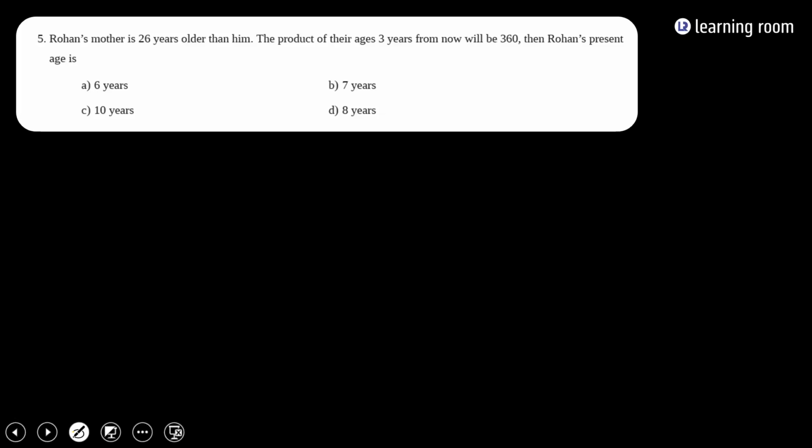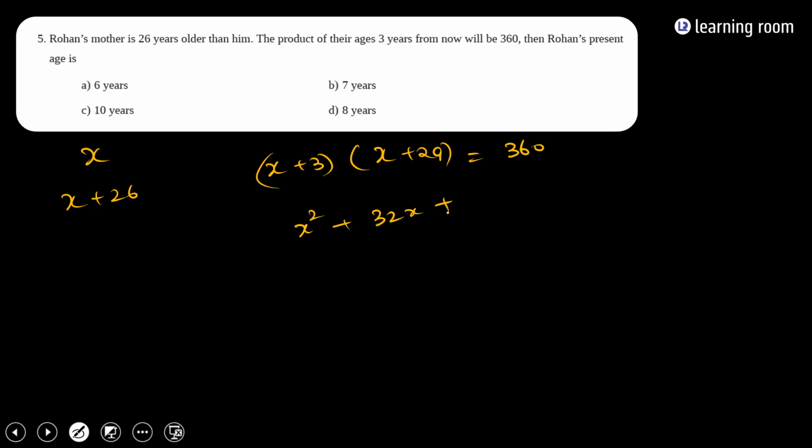Okay, so let Rohan's age be x and mother's age will be x plus 26, right? Product of their ages after 3 years, so x plus 3 into x plus 29 is equal to 360. So how much are you getting? x squared plus 32x plus 29 threes is? No, sir, 32x minus 273.